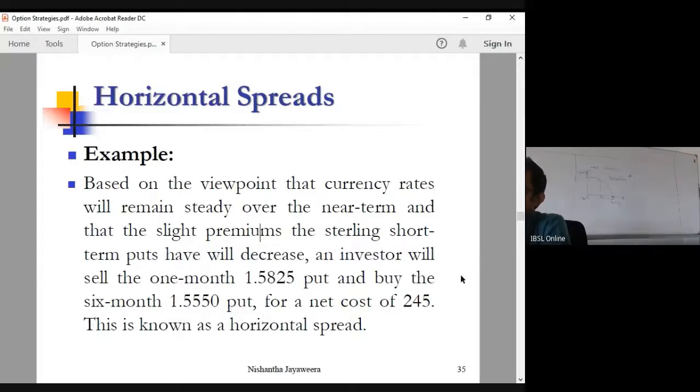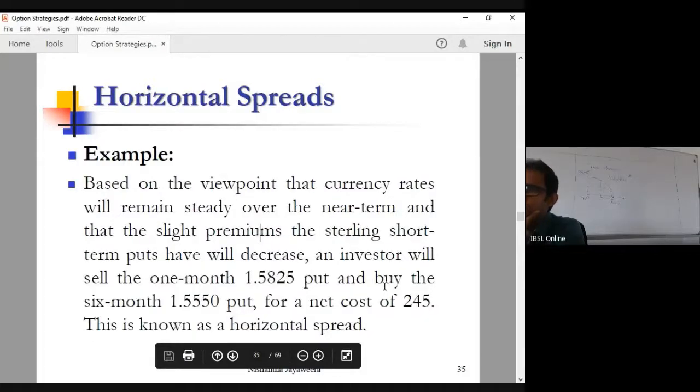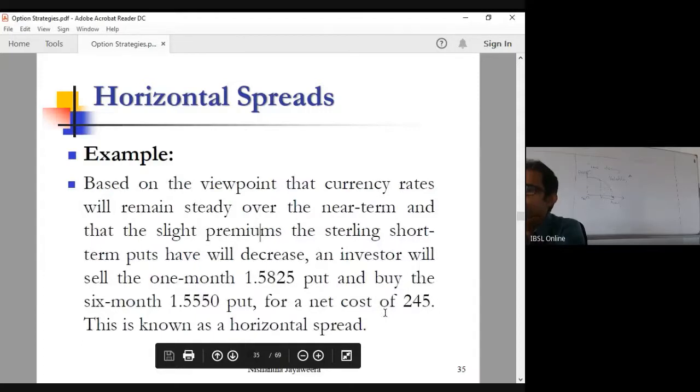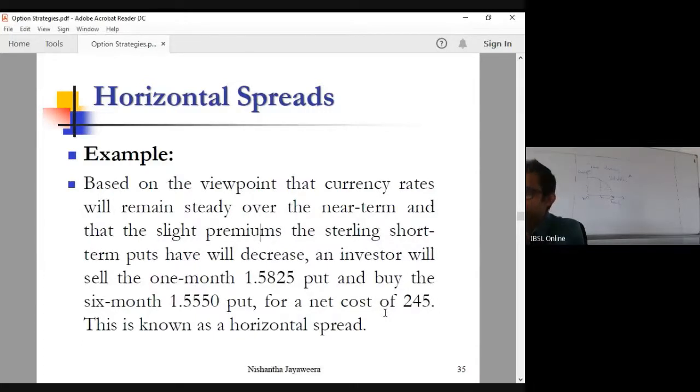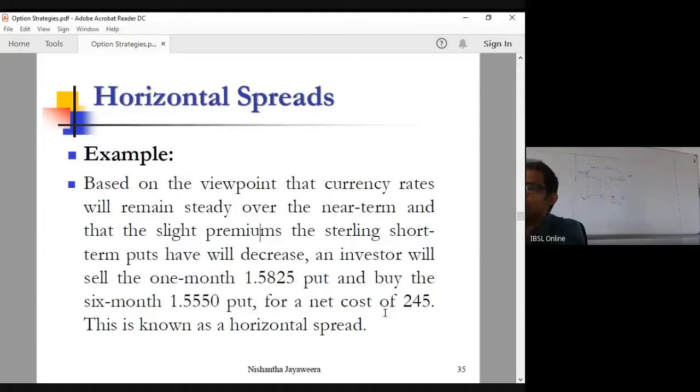So therefore, to capitalize on that, an investor sells the 1 month put and buys the 6 month put. If you sell the 1 month put, you receive a premium of 50. Buying the 6 month put, you pay 295. Then the difference would be 245.